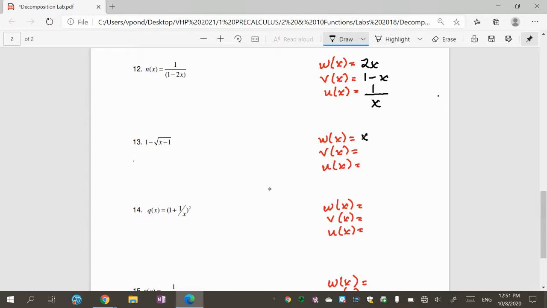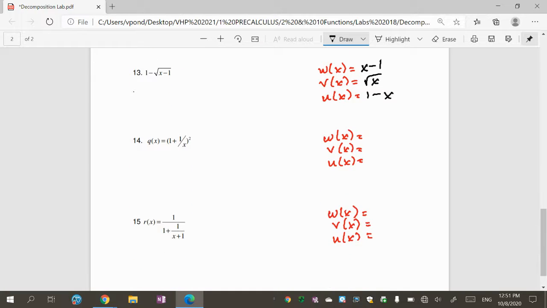For number 13, my small inside function is x minus 1. My middle one would be radical x. My outside would be 1 minus x. So I'd throw that in that spot, and then I would throw all that into the x for the u of x. This one right here, my small one was 1 over x. My middle was 1 plus x. And my outside was x squared.